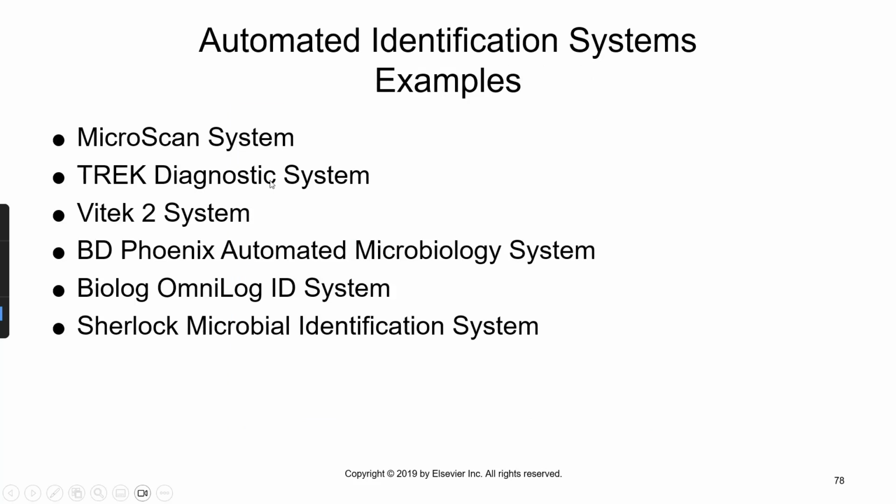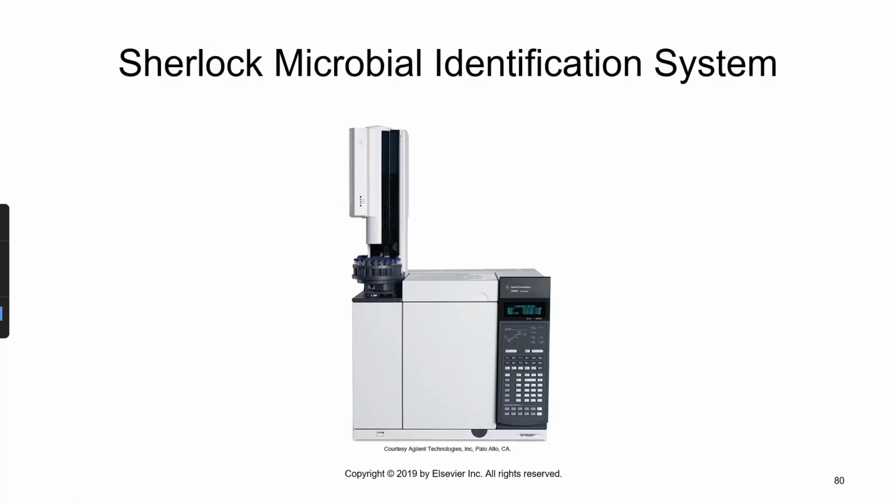The Vitek 2 diagnostic system is very similar to that system. There's also the BD Phoenix automated microbiology system, Biolog OmniLog ID system, and Sherlock microbial identification system. These are all different systems that you may encounter in practice. The two that I've seen the most in practice are the Vitek and MicroScan. And here's an example of the Sherlock microbial identification system.